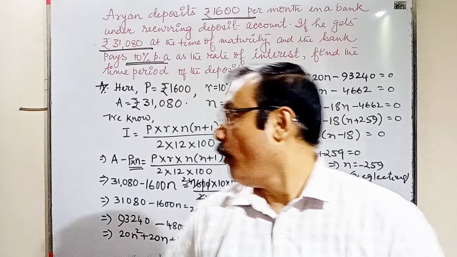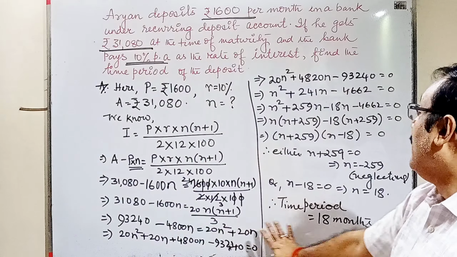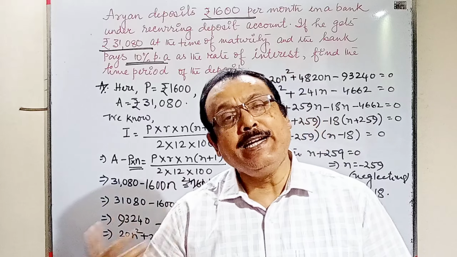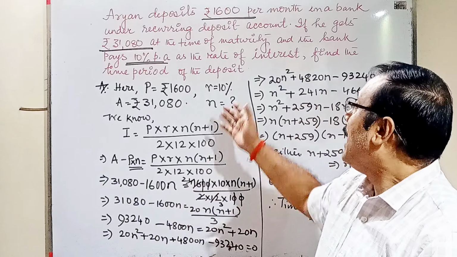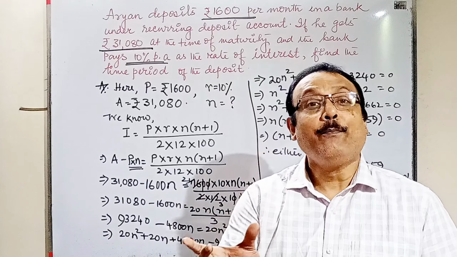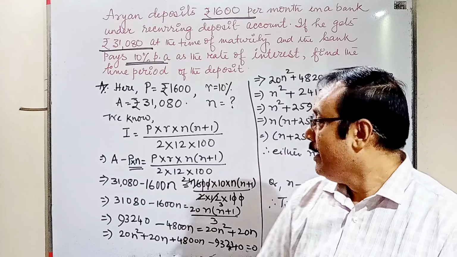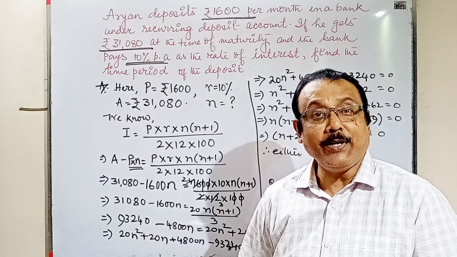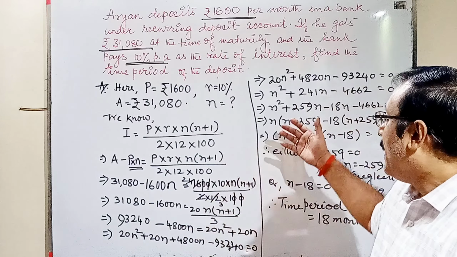Hope you have followed this, because it's a big sum, and finding out the time period is the most important sum, because generally the questions that you get are either to find out the rate of interest or the principal amount, or the monthly deposit. So this is the rarest sum where generally you are asked to find out the time period, which is very, very important. So we have discussed this.